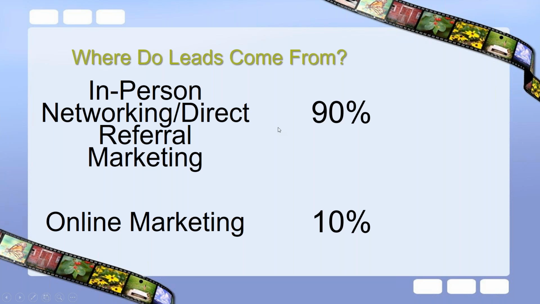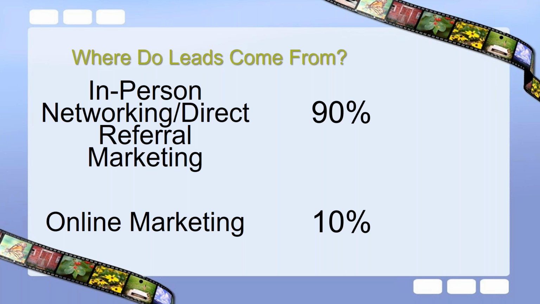So where do leads come from? If you're not paying attention to the online portion of your business, this is what it looks like. If you're not paying attention to your online marketing, this is what it's always going to look like. 90% of your leads, and that might be 2 leads, or 1 lead, or 10 leads, or 20 leads, but 90% of whatever that number is for you is going to come from in-person networking and direct referral marketing. And you're going to say, I never get any leads from the internet. That's because you're not doing anything.